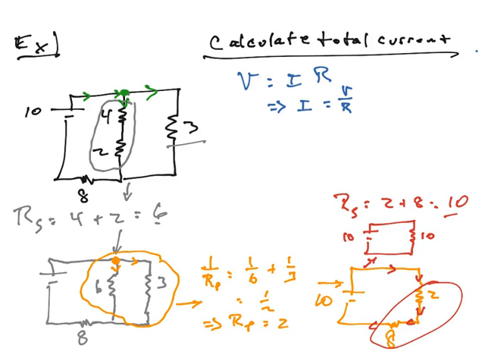Now I'm done. Go back to Ohm's law. V over R, total voltage of 10 volts, total resistance I just calculated to be 10, and this circuit gives me a total current of 1 amp. And there you go.